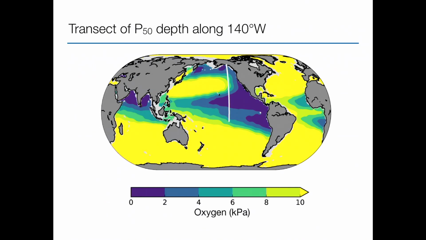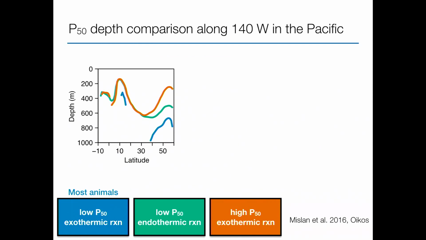So, looking at a transect along 140 west. This shows that in the tropics right here, two of these physiological types have very similar P50 depths, but moving to a different location further north, they would have very different P50 depths. So geography matters in terms of how the environment changes while moving along the transect.